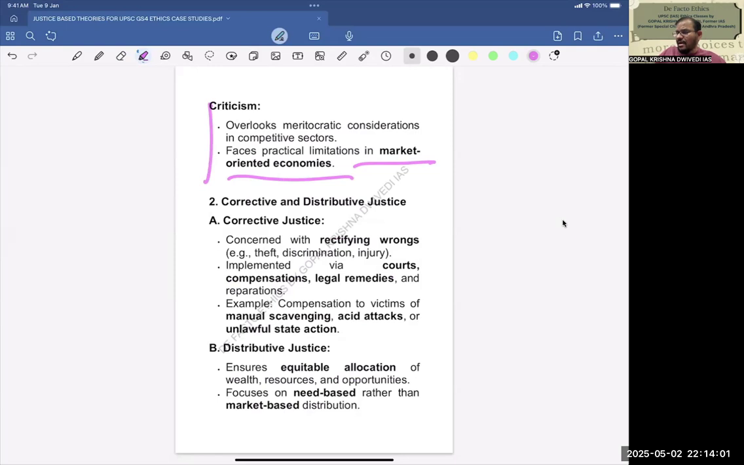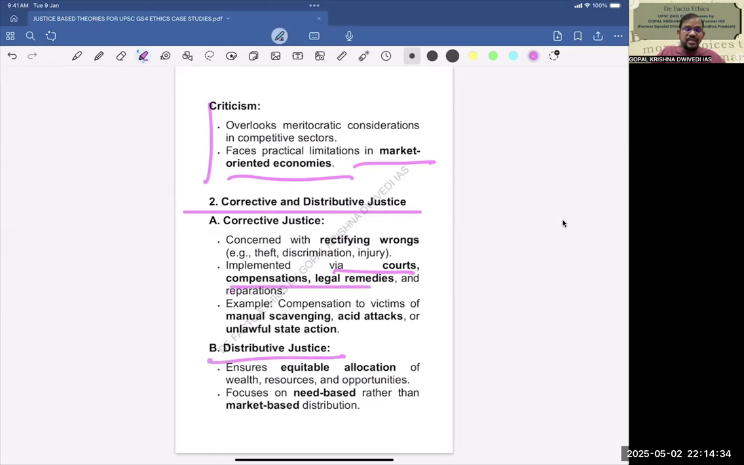Now, the second kind of theory of justice is corrective and distributive justice. What is corrective justice? Some injustice has occurred and we need to correct that. That is rectifying the wrong basically. Usually in democracies, the courts do this work because they punish the criminals, they give compensation, they provide various legal remedies. For example, compensation to the victims of manual scavenging, acid attacks, etc. That is a form of corrective justice.